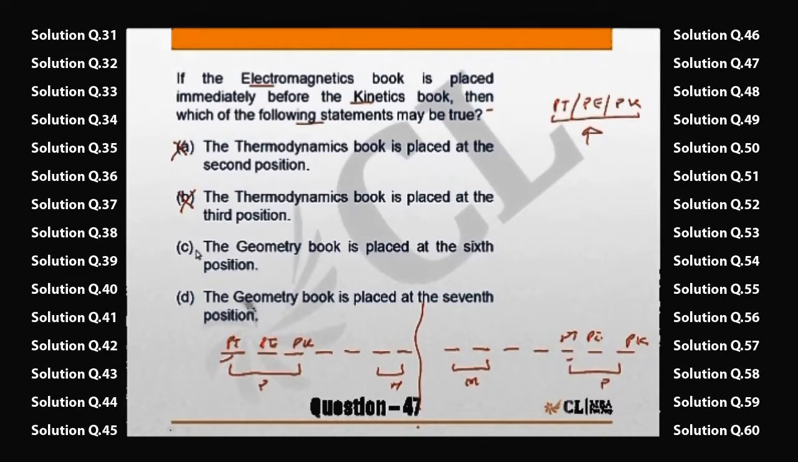Statement C, geometry book is placed in the sixth position. If you remember, MA and MG, algebra had to come before geometry. So that means MA here, MG here, or MA here and MG here. The geometry book is placed in the sixth position? No, algebra will have to be in the sixth position. Choice C is incorrect. By elimination, choice D, but just verify.